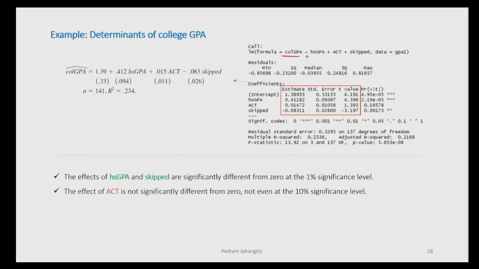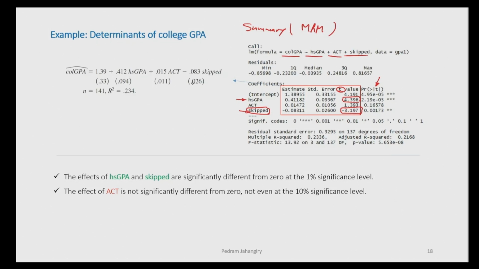We're regressing college GPA on high school GPA, ACT, and the number of skipped classes. The default output that comes with the summary function, so this is your model MRM, is going to calculate everything you need. So it's going to calculate the t-values, and next class we're going to talk about the p-values, right? So look at that. For instance, the t-value for high school GPA is 4.39. The t-value for skipped is minus 3.197. And you can confirm it by calculating it manually.